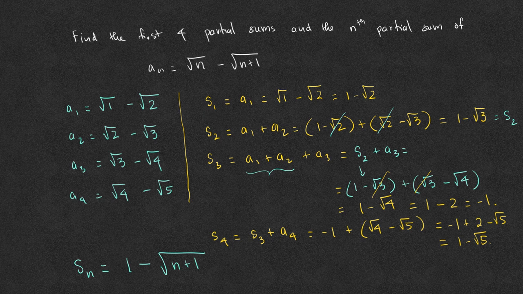S sub 1 is 1 minus root 2; 2 is 1 more than 1. S sub 2 is 1 minus root 3; 3 is 1 more than 2, and so on. And so we obtain the formula for the nth partial sum, which is simply S sub n equals 1 minus root n plus 1.